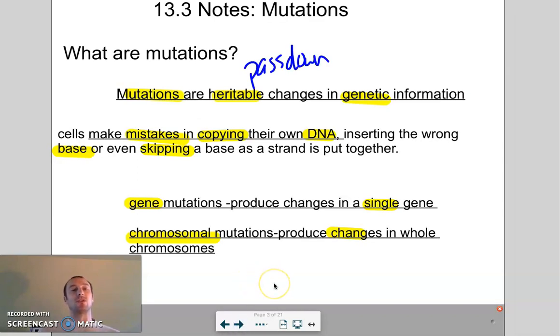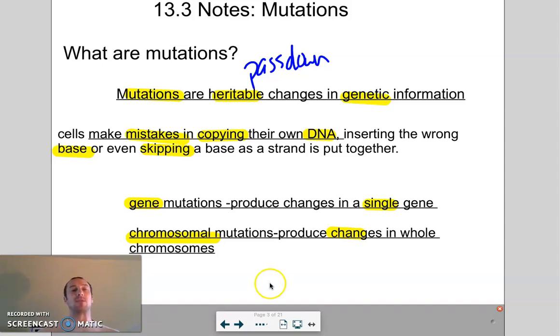Okay, so a little bit more specifically, what are mutations? They're heritable changes in genetic information. So when DNA changes, can it be passed down to the next generation? Mistakes get made all the time, every single day. In fact, millions of mistakes every day are being made in the copying of your DNA. But it's usually fixed, right? There's enzymes that fix it.